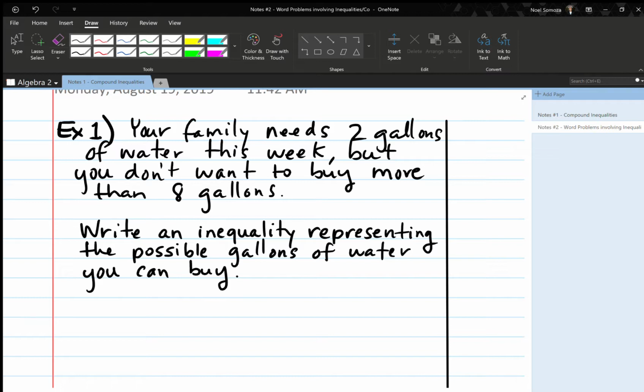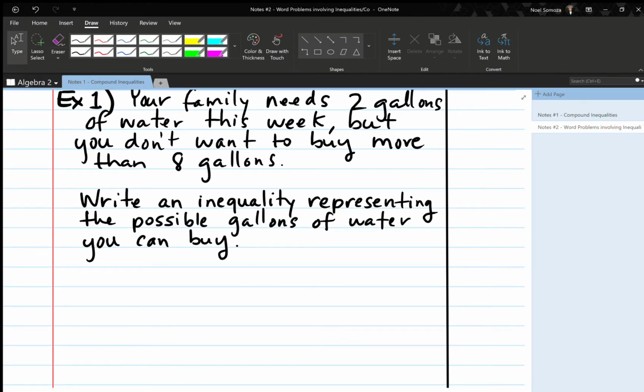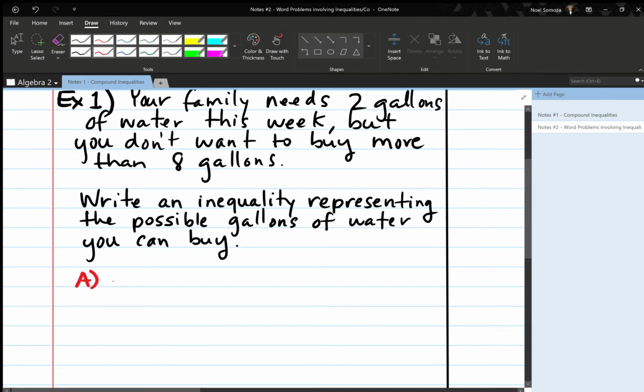In your head, think about this: you could buy anywhere between that range, between 2 and 8. Now, how do you write it as an inequality? The first thing you have to do is define a variable. With any kind of word problem, you need to let your unknown be represented by some sort of variable. So part A, define the variable, regardless of how obvious it is.